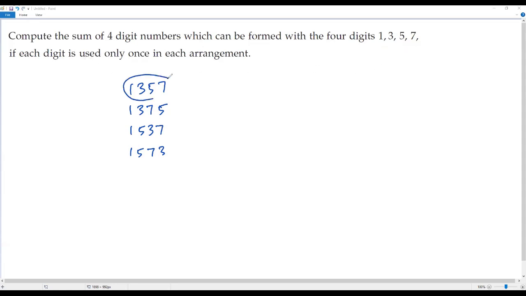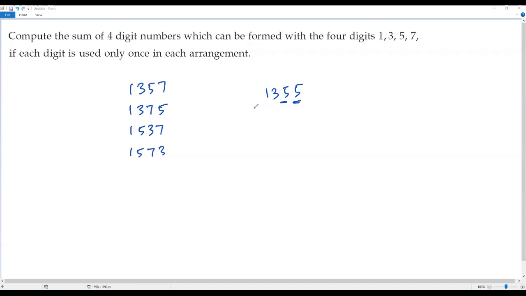So let me consider the first arrangement over here. The digit 1 is used only once, the digit 3 is used only once, and the same we have for 5 and 7 as well. This condition says, for example, let me write 1355. So this particular digit 5 is used twice, but we should not do it. So this 4-digit number breaches the condition over here, so we cannot accept this one.